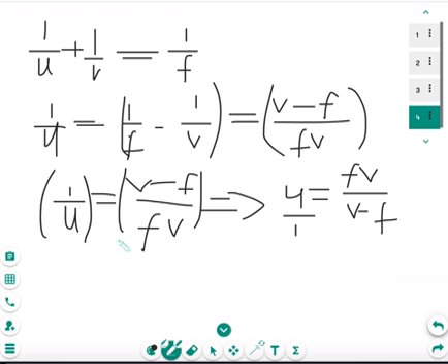Okay, so this is how you get the value of u to be equal to fv over v minus f.